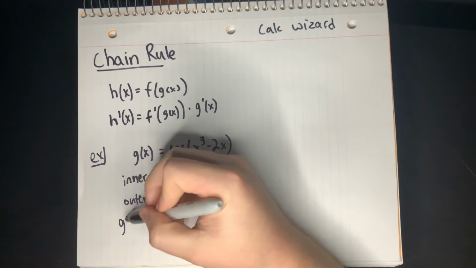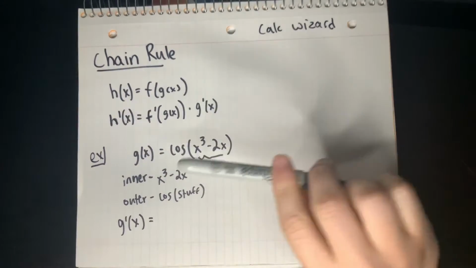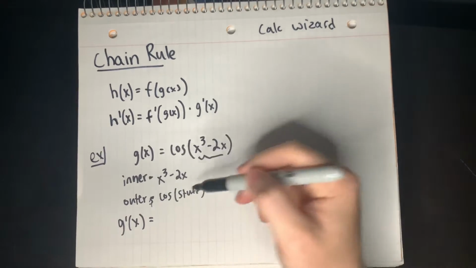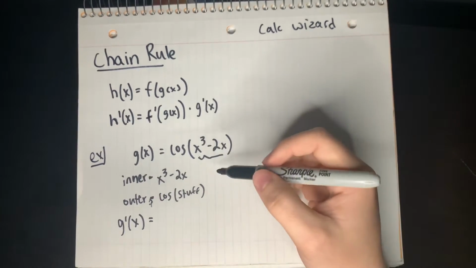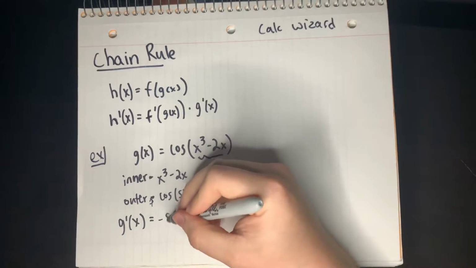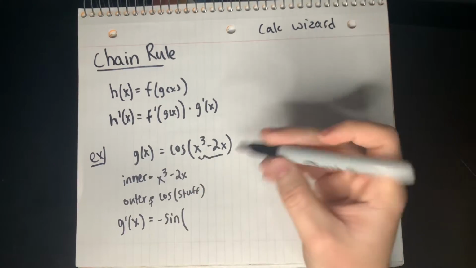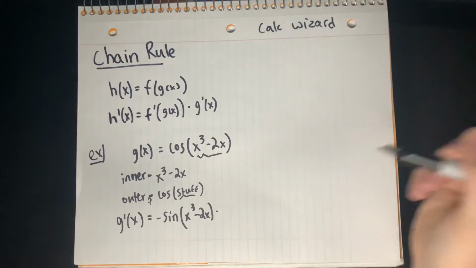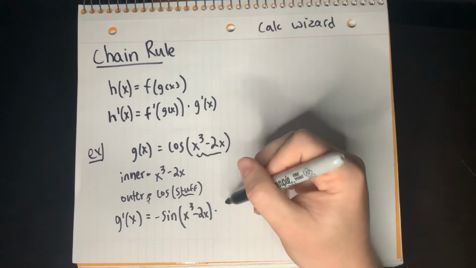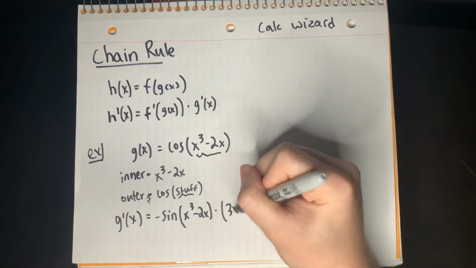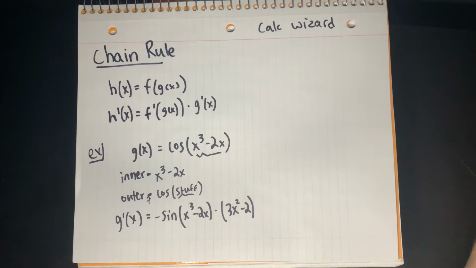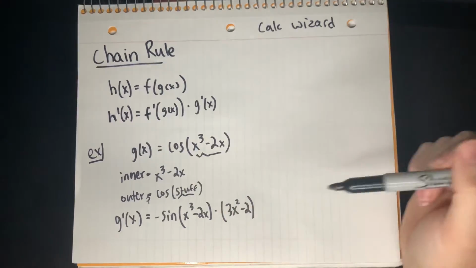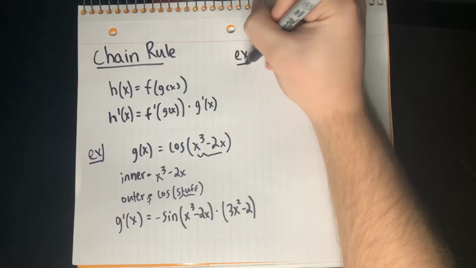So if we want to find g prime of x, we're going to have to take the derivative of the outer function. And these are not negatives. This is just denoting what the inner and outer functions are. So we're going to take the derivative of cosine, which in this case is negative sine. We're going to keep the inside the same, that stuff the same, so it's x cubed minus 2x, multiplied by the derivative of the inside, the inner, so that would be 3x squared minus 2. So that's kind of an easier problem when we're doing the chain rule, and it's kind of easy to determine the inner and outer functions. We're going to do more examples here.